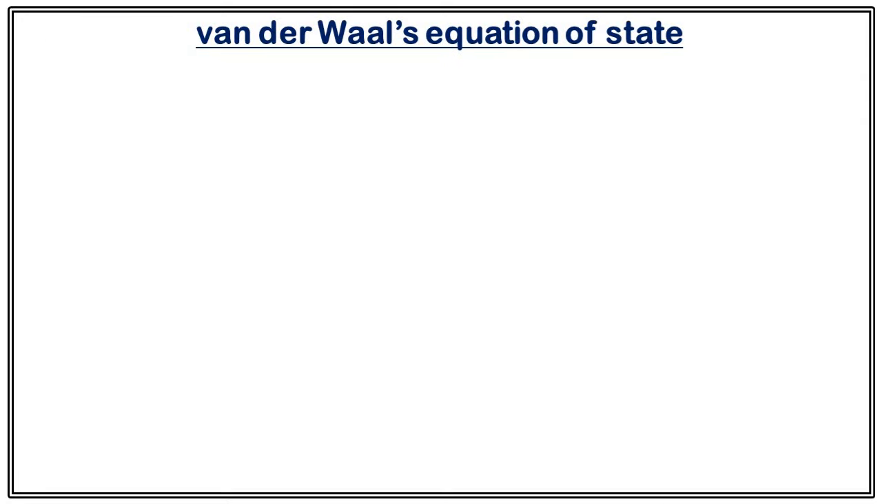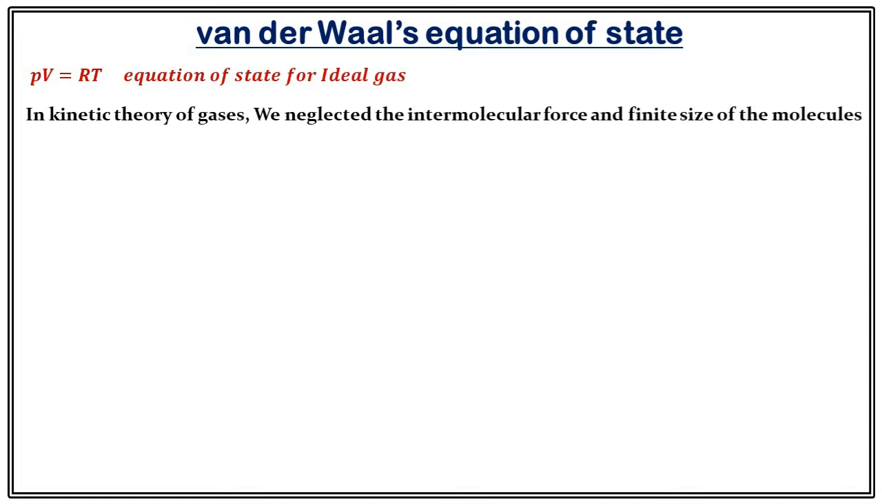As I discussed in the previous video, the equation of state for an ideal gas is given by PV equals RT. Ideal gas means a gas which follows all the assumptions of kinetic theory of gases. In kinetic theory of gases, we have assumed that no intermolecular force field exists between two molecules, and we have neglected the finite size of the molecule. Because of these two assumptions, a real gas does not follow this equation of state. Real gas means gases like nitrogen, oxygen, carbon dioxide.